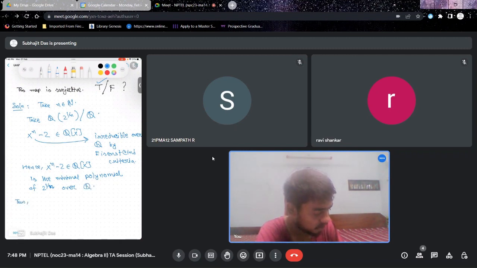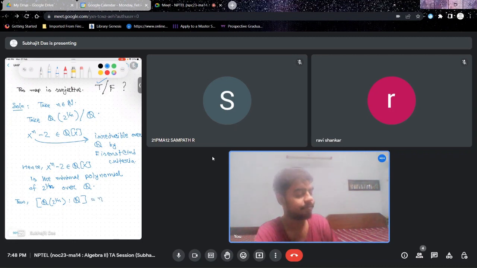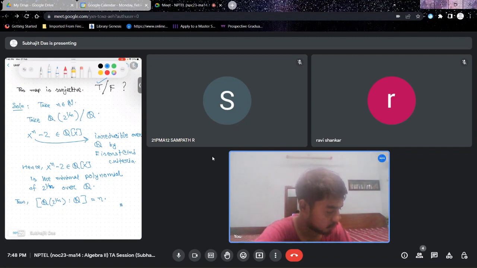Thus, Q adjoined with 2 to the power 1 over n over Q, the degree is exactly n, the degree of the minimal polynomial, which is n. So the map is surjective. The degree map is surjective.